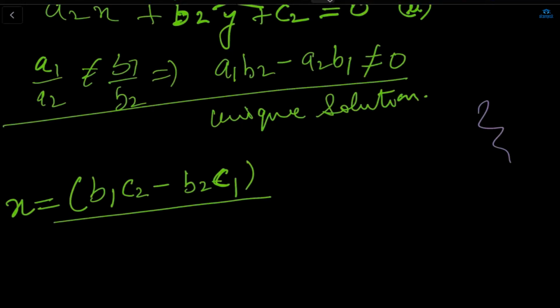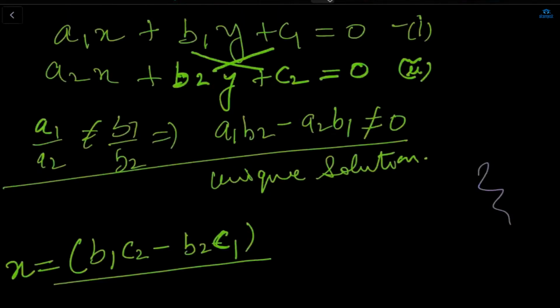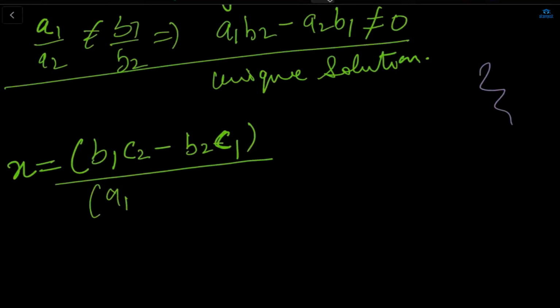Now in the denominator, we will include this cross pair. It will be A1 multiplied by B2 minus A2 multiplied by B1. This is the value of your x.